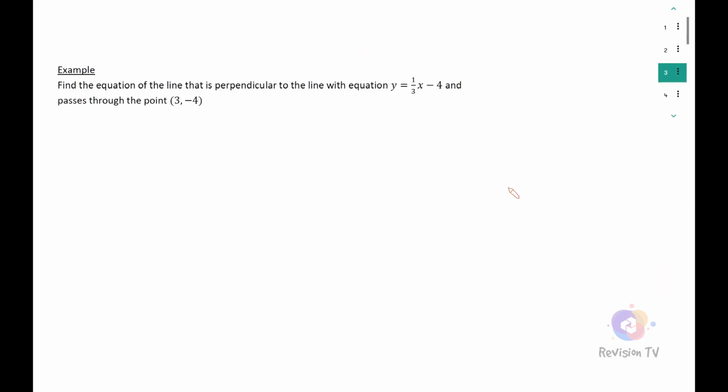The next example is about working out the equation of a perpendicular line from another equation of a line directly. The previous one was from 2 points, but this one is from an equation. From this one, we can tell the gradient is a third. Therefore, the gradient of a perpendicular line will be the negative reciprocal. So we flip the fraction and put a minus. So minus 3 over 1, which is the same as negative 3. It passes through the point 3, minus 4.